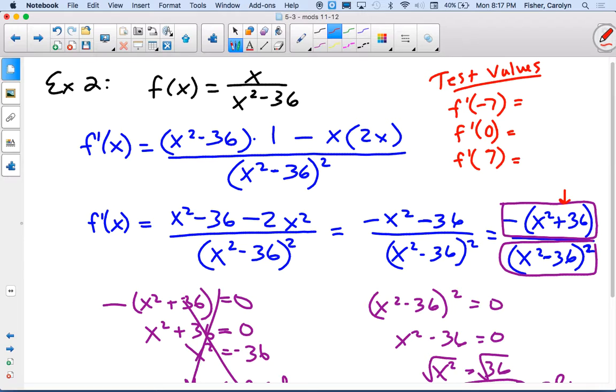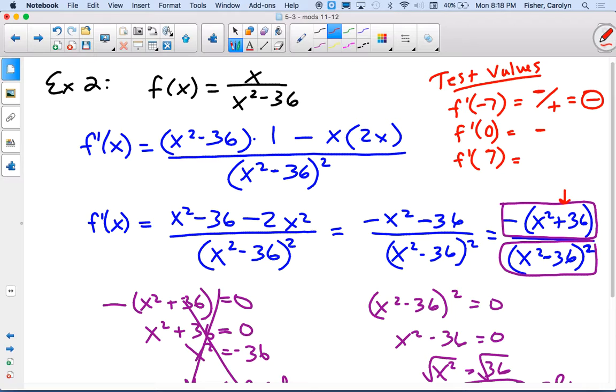So I do have a fraction here. Negative 7 squared is going to be positive 49 plus 36. So that's going to be a positive numerator. And I've got a negative out front. So that's giving me a negative divided by a denominator that is also going to be positive because I've got that squared, so that's giving me a negative overall. Going on to 0, well, that's going to give me a positive 36 with a negative out front.